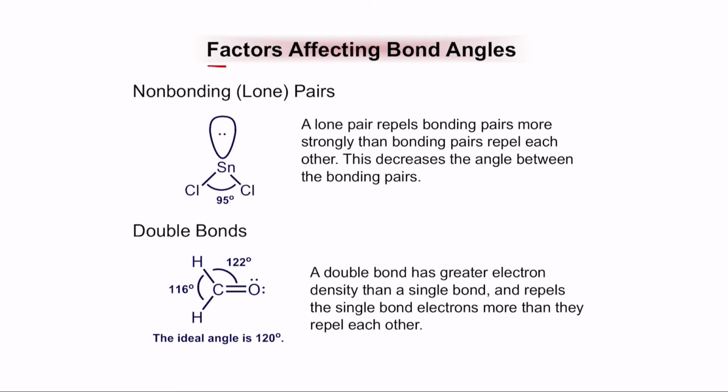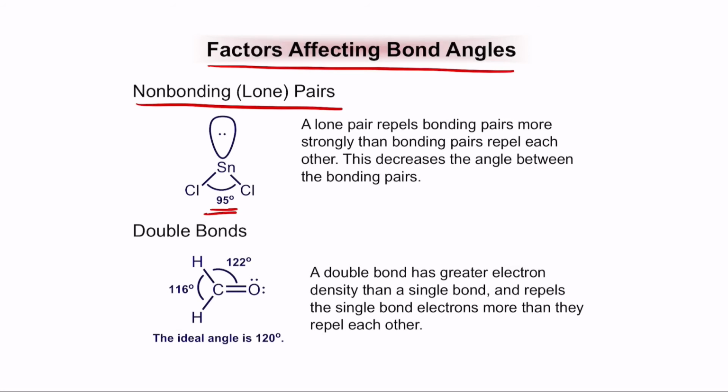Now let's talk about the factors that affect the bond angles. The first factor that affects the bond angle is the non-bonding or lone pairs. A lone pair reduces the bond angle between the structures because it has more influence than a regular bonded electron pair. Bonded electron pairs are generally equally shared, but non-bonded electron pairs have much more repulsion, resulting in a tighter bond angle between the adjacent atoms.